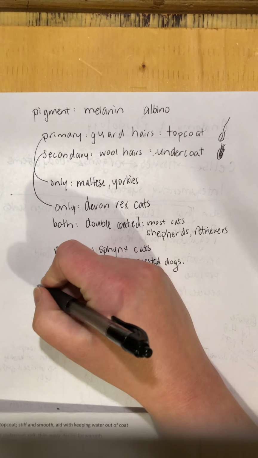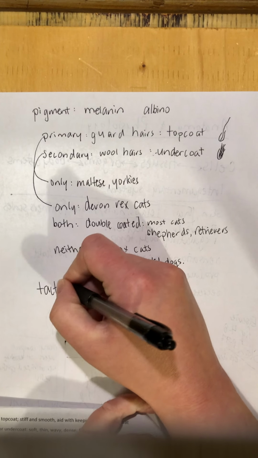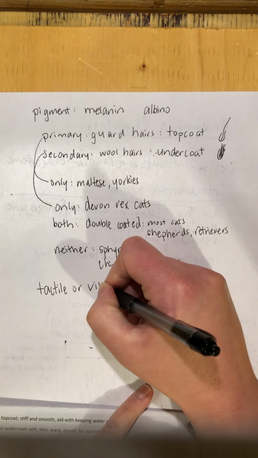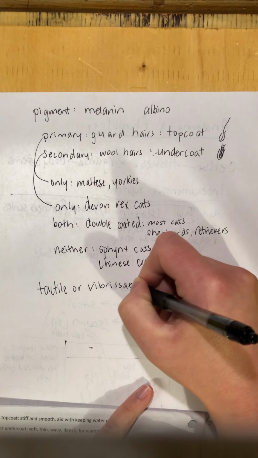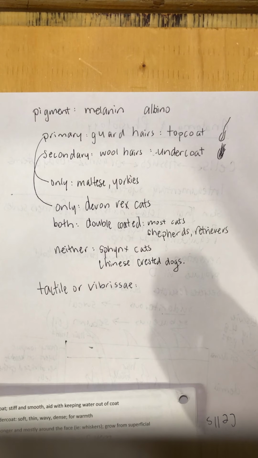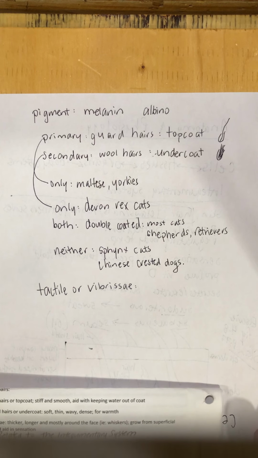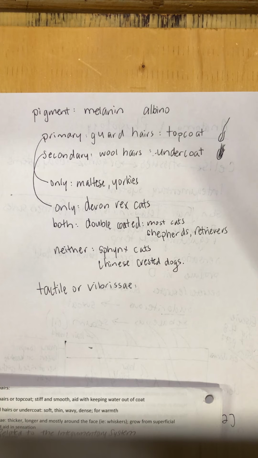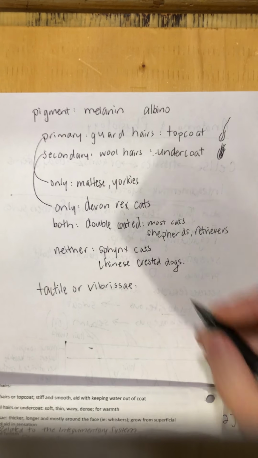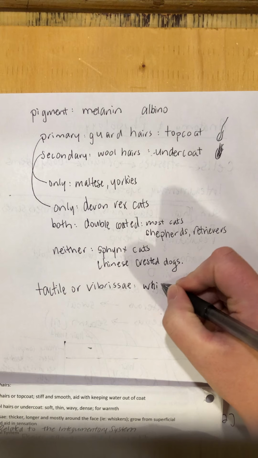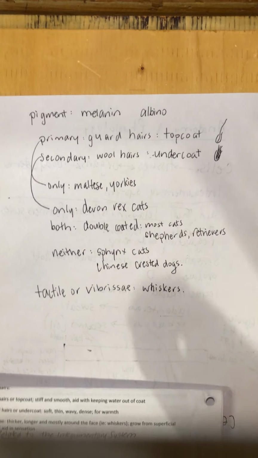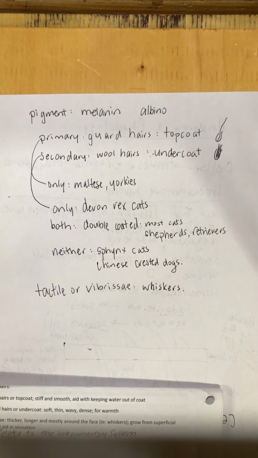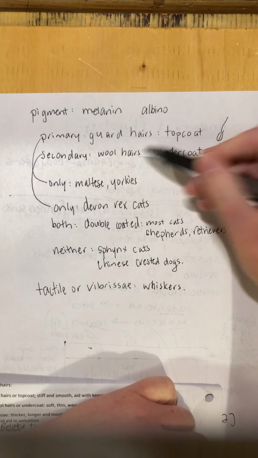We also have a third type. The third type is called tactile or vibrissae. So tactile or vibrissae hairs, maybe you can guess where these guys are when I describe them. They're thick, they're long, and they're mostly around the face. And these hairs aid in sensation. So they're the whiskers, are tactile hairs.